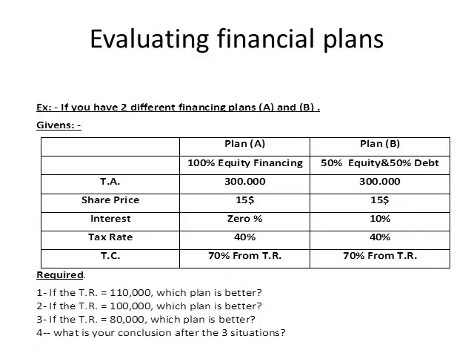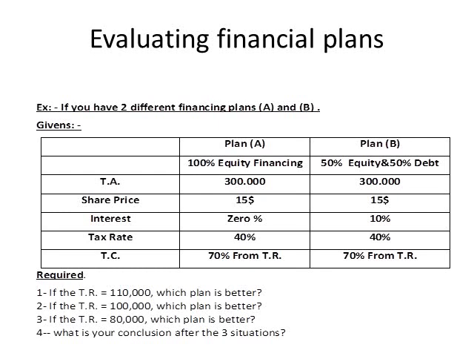The following example is showing evaluating financial plans. This example is talking about two different financing plans, plan A and plan B, and you have the TA, which is total assets, share price for each one, the interest that is going to be paid on the loan or on debt, tax rate, which is 40%, and TC, which is total cost.